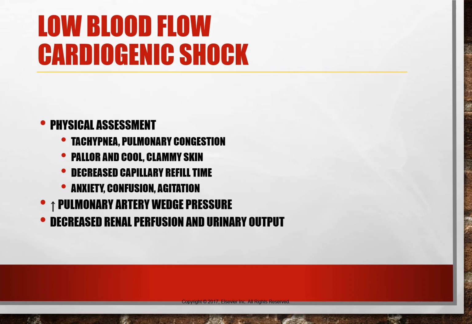If you have an invasive line, your Swan-Ganz, your pulmonary artery catheter, there might be an increased PAP because of that increased pressure from fluid volume overload. And then on your CVP, you might have a higher CVP as well. Because the heart is needing more blood, more oxygen, the body, again, is going to kind of sacrifice the kidneys and decrease that urinary output.